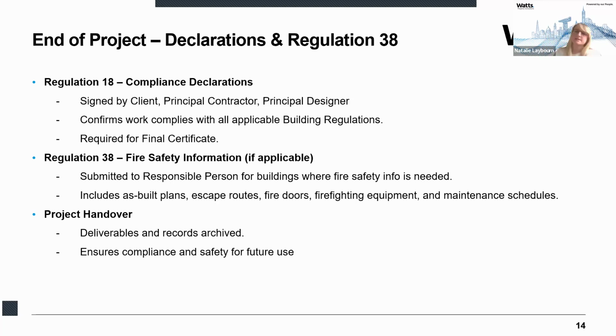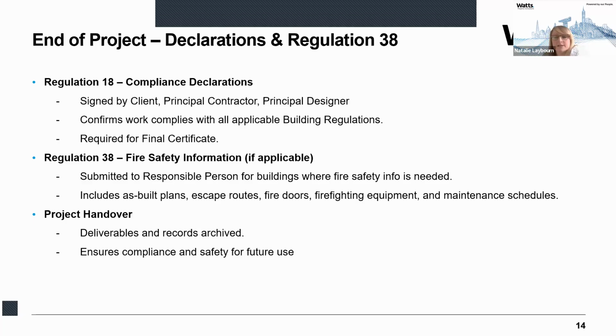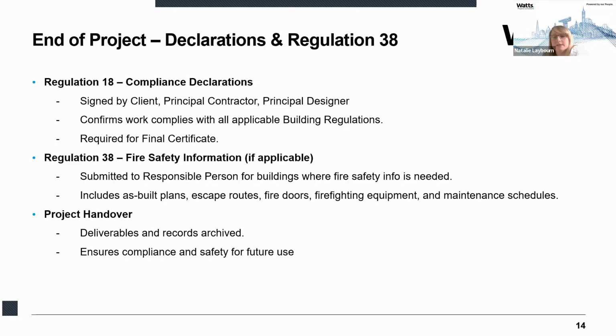I just want to touch on what happens at the end of a building project in terms of compliance declarations. Under Regulation 18 of the Registered Building Control Approvers Regulations 2024, signing a declaration is a mandatory step before a final certificate can be issued. These declarations confirm that the building work has been completed in compliance with all relevant building regulations. It involves 3 key duty holders. We've spoken about the client, and they will need to sign that to the best of their knowledge, the completed work complies with all applicable building regulations.